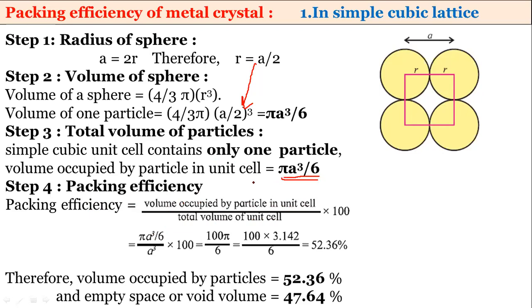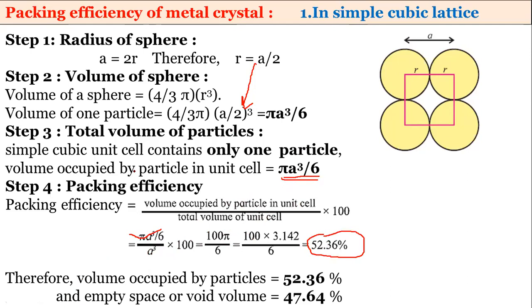Now we have to put in these values. The volume occupied by the particle in the unit cell is pi a cube divided by 6. This value is inserted here. Then the total volume of the unit cell is a cube, the edge length cubed. So this is the total volume of the unit cell, into 100. By doing the calculation, we will get the answer 52.36.